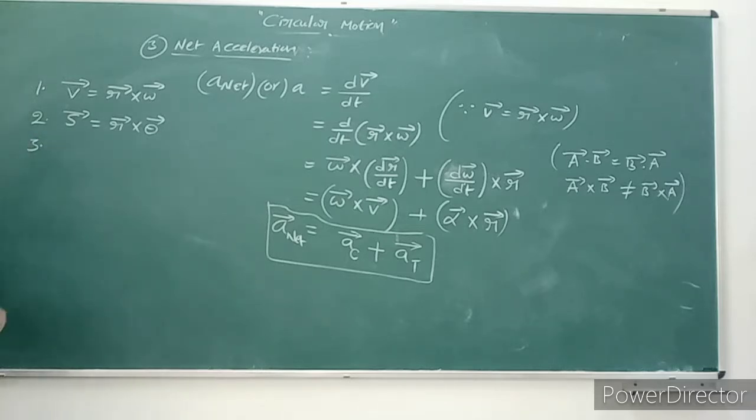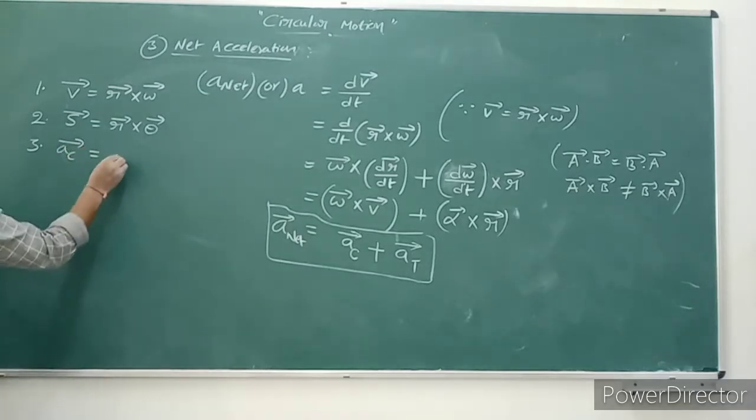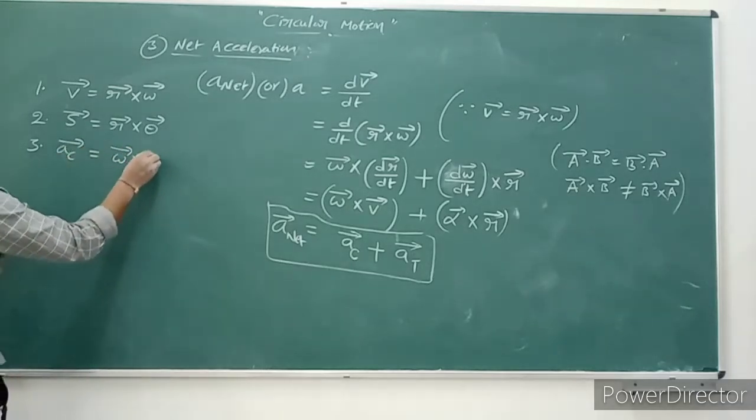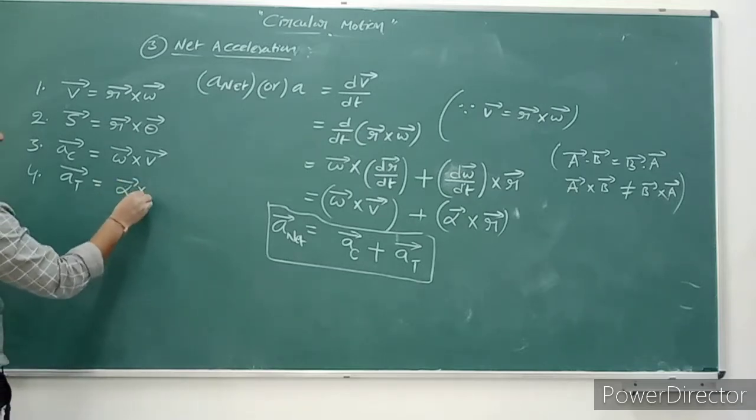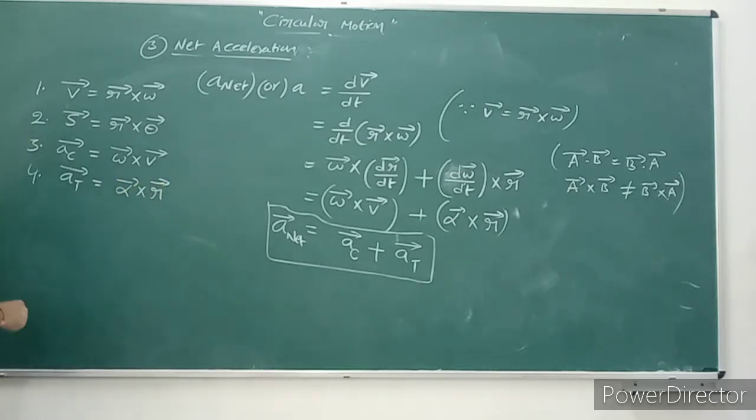Third one is AC bar, the centripetal acceleration. AC bar is equal to omega bar cross V bar. Next, the fourth one, tangential acceleration. AT bar is equal to alpha bar cross r bar. So these values are very important.